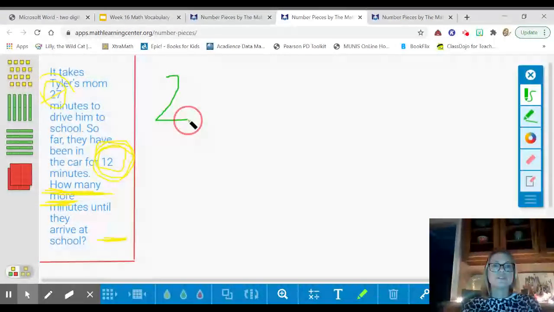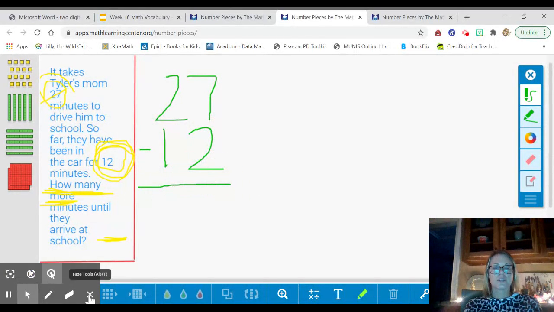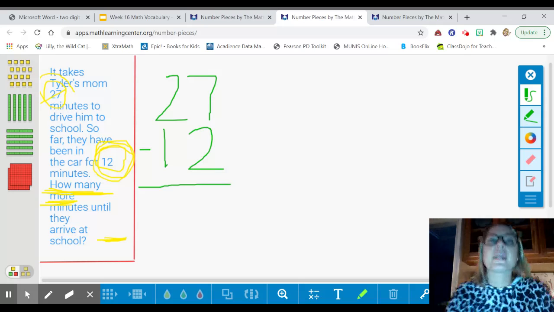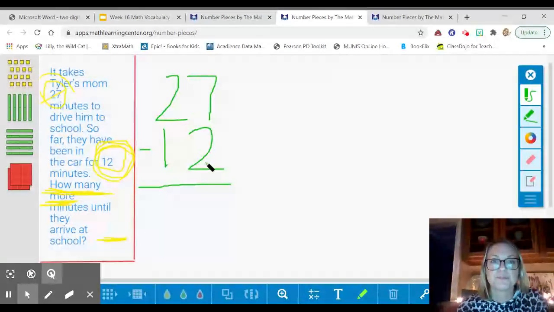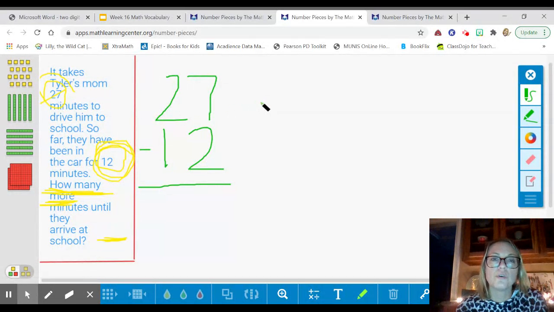So you're going to do 27 minus 12. Okay, boys and girls, that's your problem. This time, we're going to use the expanded form model to see if we can find the answer. So if you remember, when we put things in expanded form, we're taking the number and we're breaking it apart by its value. Okay, so 27.